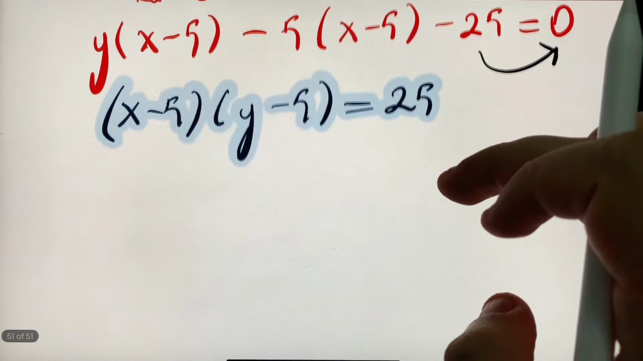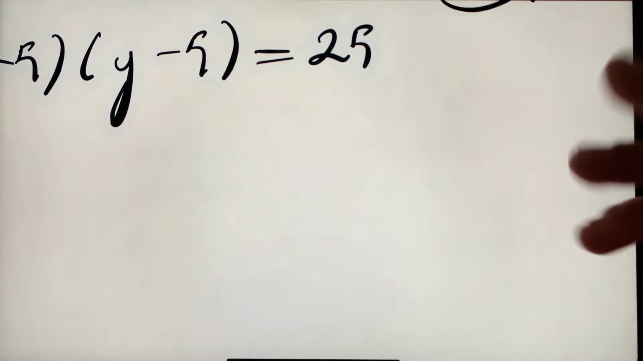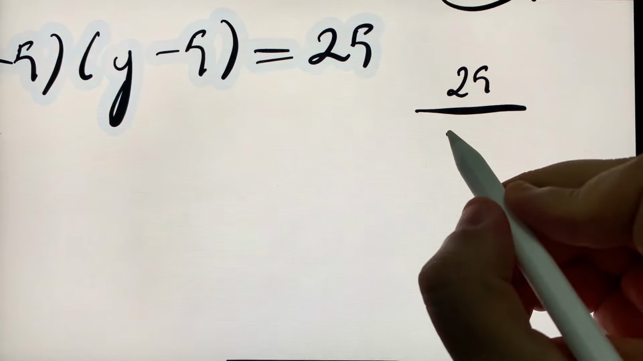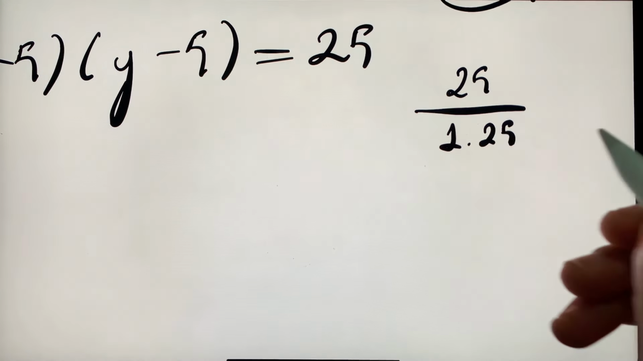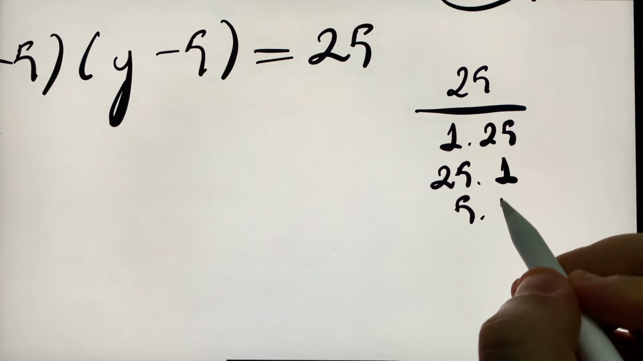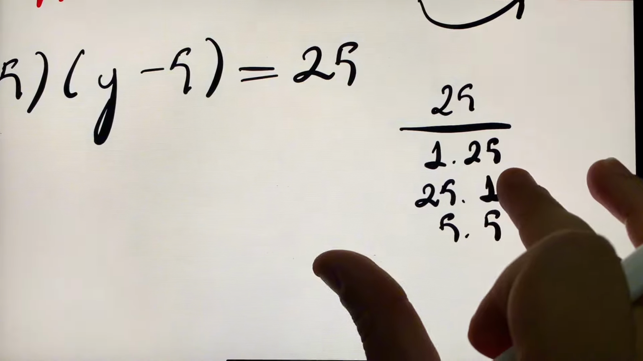Look what our question has turned into. Actually, the factors here multiply to 25, so they will be divisors of 25. What are the divisors of 25? 1 times 25, 25 times 1, and 5 times 5. So we will try to solve this question by using these pairs.